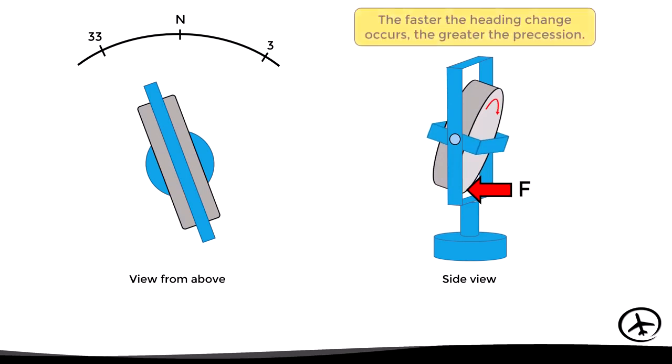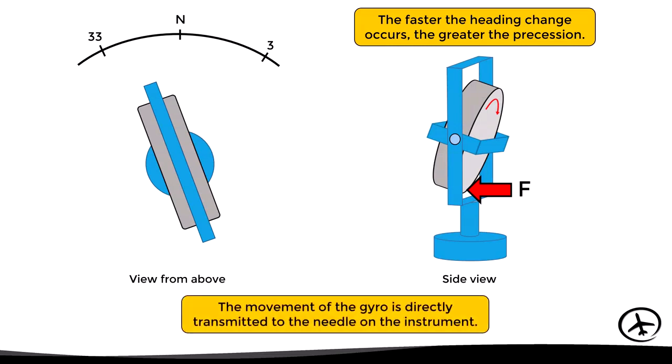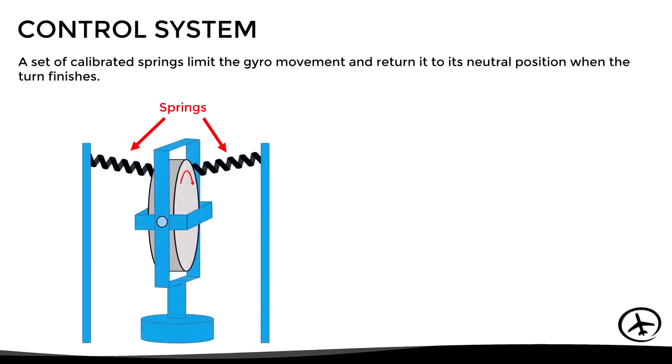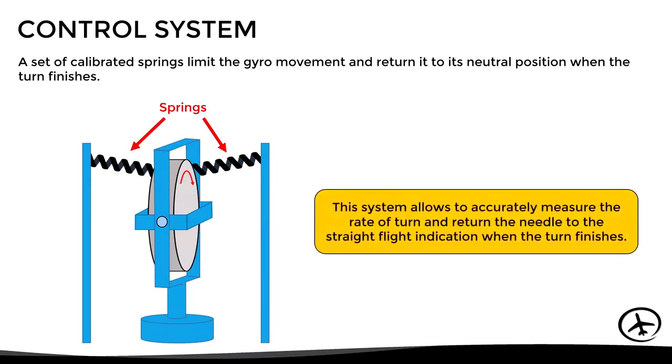Obviously, the faster the heading change, the greater the precession and the tilting of the gyro. And then the movement of the gyro is directly transmitted to the needle on the instrument, indicating this way the direction and the rate of turn. Clearly, the gyro will not be able to tilt beyond a certain limit, since a system of calibrated springs will limit the gyro movement and return it to its neutral position when the aircraft stops turning. This system allows to accurately measure the rate of turn and return the needle to the straight flight indication when the turn finishes. Let's see some examples of this.